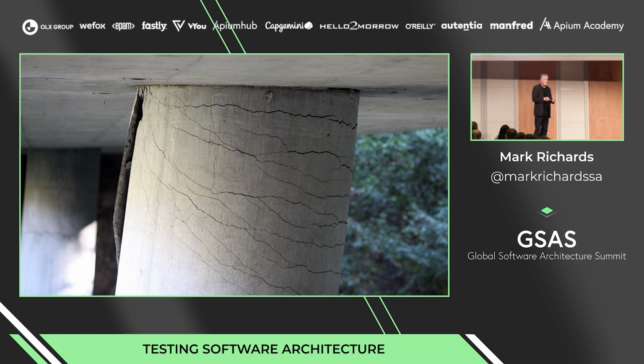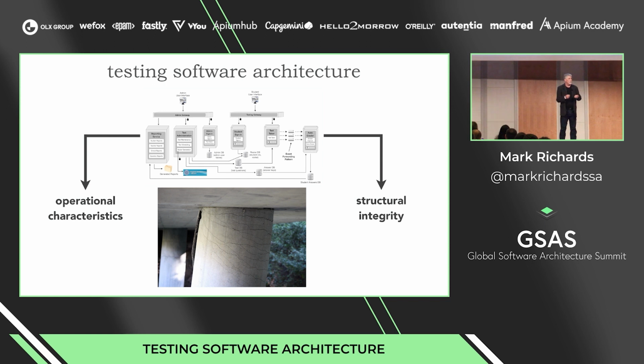So there's two things that we can actually do when we're testing software architecture. Two types of ways of testing architecture. The first are operational characteristics, those things like scalability and performance and all that. We can test those things. But we can also test the structural integrity of that architecture. That foundational aspect, like that bridge, that's holding up our systems.